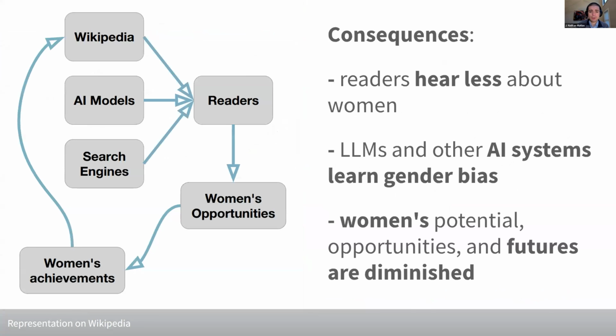And what are the consequences for a community of being underrepresented in Wikipedia? In the case of gender bias, readers might hear less about women's achievements. Large language models and other AI systems might learn gender bias. Women's potentials and opportunities might be diminished as a result. And when opportunities are withheld from women, there's less to say about them on Wikipedia, which continues the cycle.